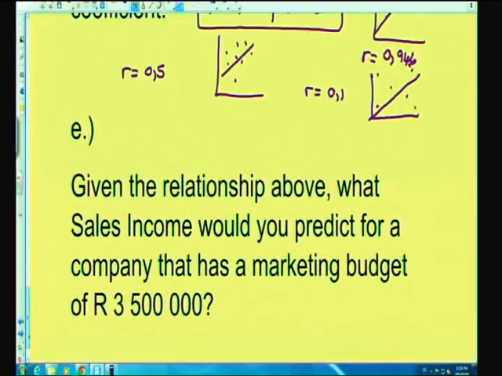Right, let's see what the next question asks. Given the relationship above, what sales income would you predict for a company that has a marketing budget of $3.5 million? Now remember what I said to you. What this does, which is a bit off-putting, is that sometimes they write the number in full, or sometimes they do it like this. When we found our equation, we worked with it like that, 3.5 million. So we're just going to change it to that.